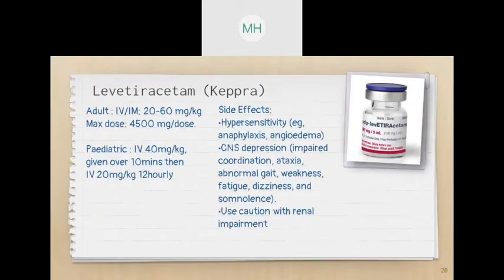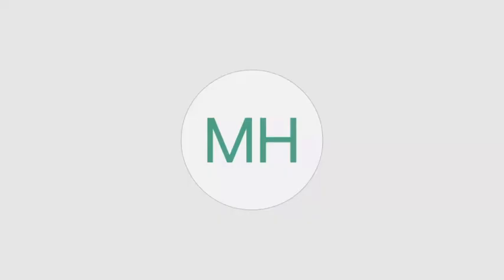For the next drug that we commonly use, Keppra, it can be given IV and IM. The dose ranges from 20 to 60 mg per kilo. Some recommend about 40 mg per kilo. The max dose is 4,500 mg per dose. The side effects include hypersensitivity, CNS depression, and impaired coordination. So just be careful when you use it among ESRF patients with renal impairment.